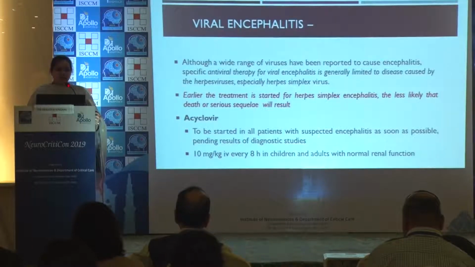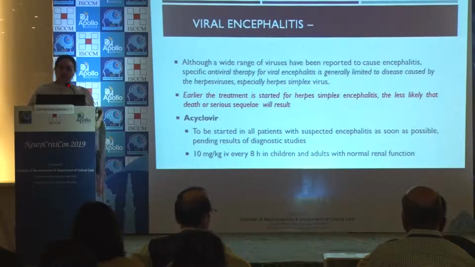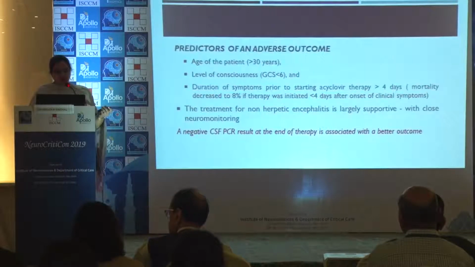Coming on to viral encephalitis, quickly, we've discussed this. Herpes simplex needs empirically starting acyclovir in a dose of 10 milligrams per kg, and you have to ascertain normal renal function. For all others, it is usually self-limiting.